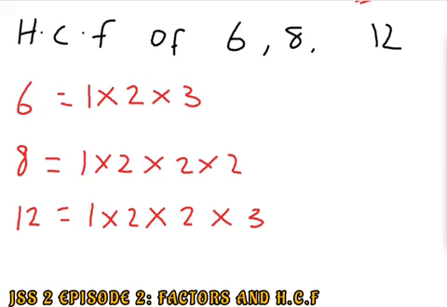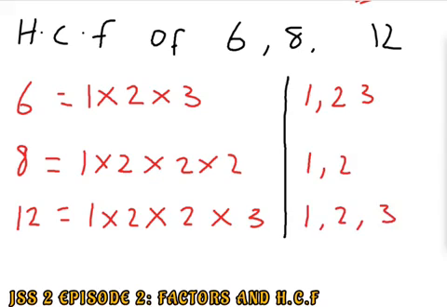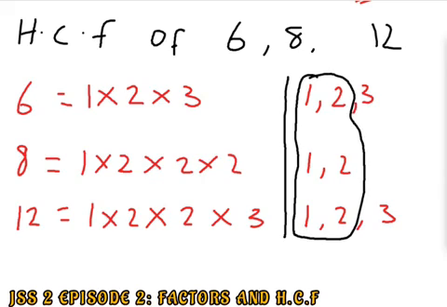1, 2, and 3. So we can write out the factors here. For 6, the factors are 1, 2, 3. For 8, the factors 1, 2, and for 12, the factors 1, 2, 3. Again, what is the highest common factor? First of all, we'll ask ourselves, what are the common factors? 1 and 2 are the common factors. 3 is not a common factor because we have 3 here, we have 3 here, but we don't have 3 here, so we cannot call it a common factor. Among these common factors, which of them again is the highest? The highest is what?